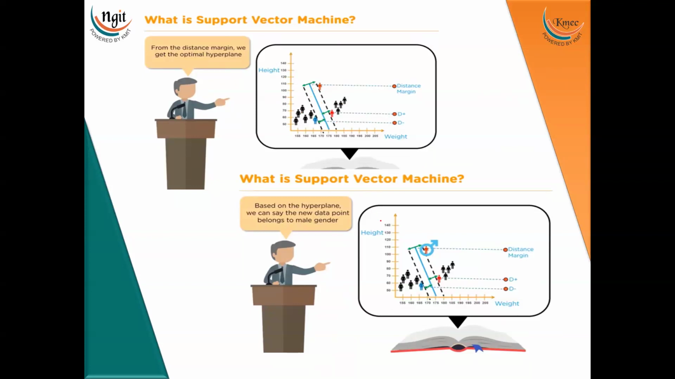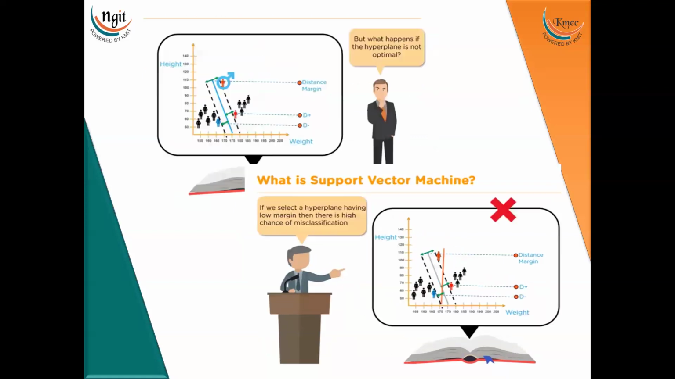Now, based on this hyperplane, we can say that the new data point belongs to the male gender. Why? Because it is on this side, the male side. So according to the support vector machine calculation of the distance margin and hyperplane, we conclude that this new data point belongs to the male gender.